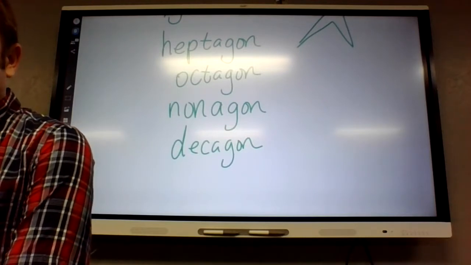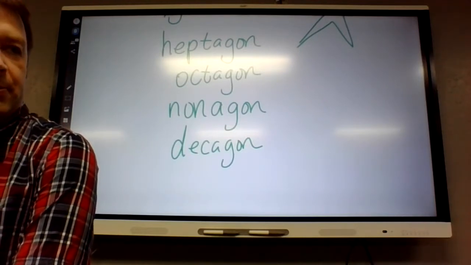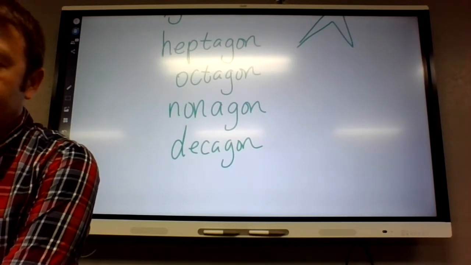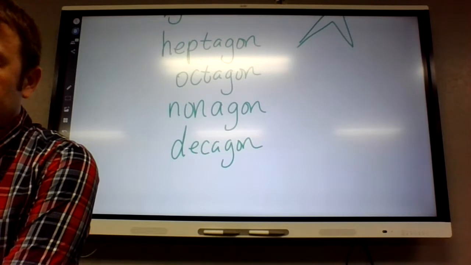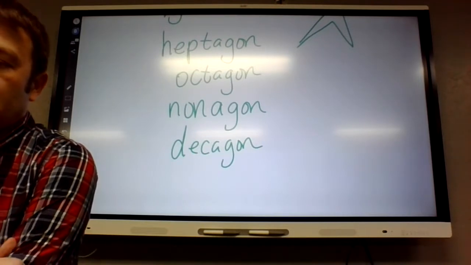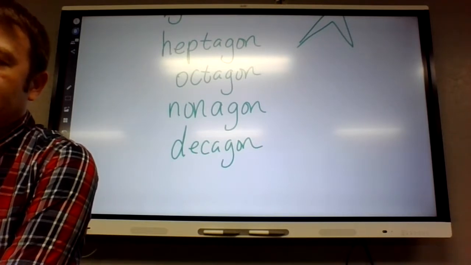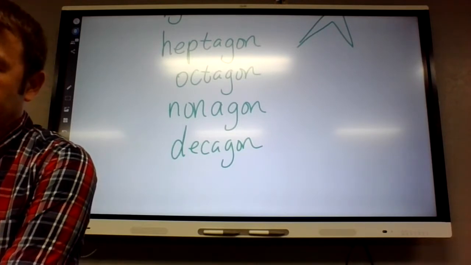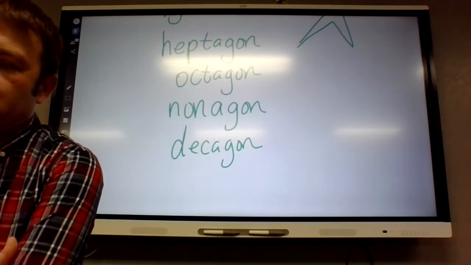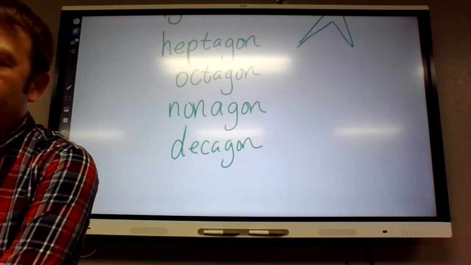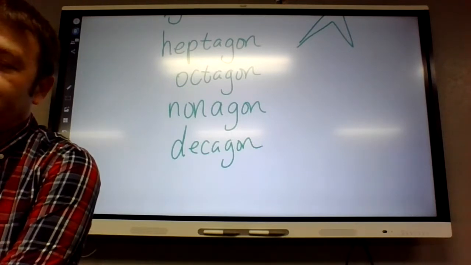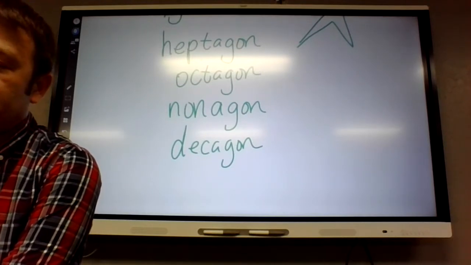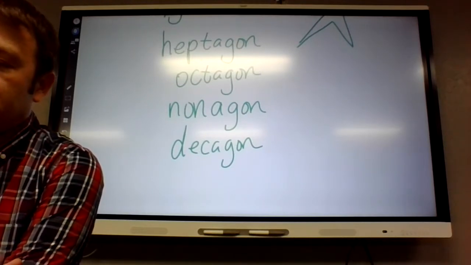Okay, so you guys, are you on page 32? Do you guys see example 2 on page 32? Okay, is A a polygon? Yes. What kind? Pentagon. It's got five. Is B a polygon? No. Because? It's got a curve. It's not a straight edge.